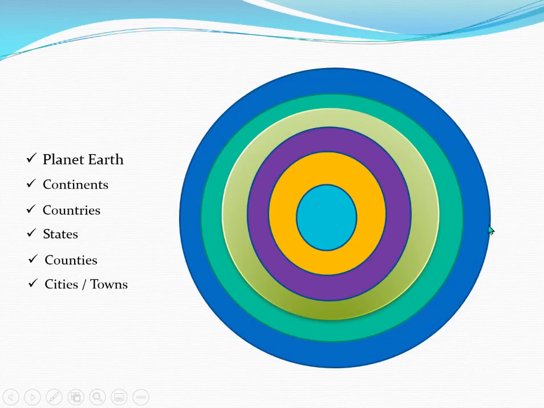So we started with Earth and looked at the large land masses, which are continents, and then looked at how each of those continents are divided into countries, states, counties, and cities and towns.